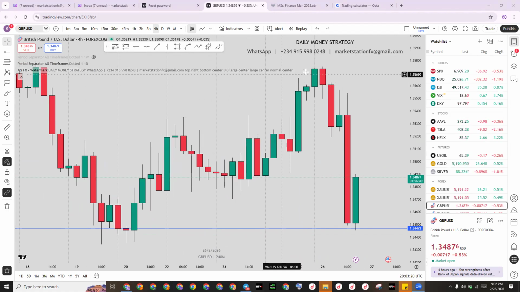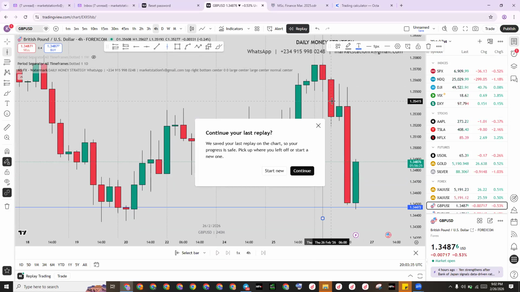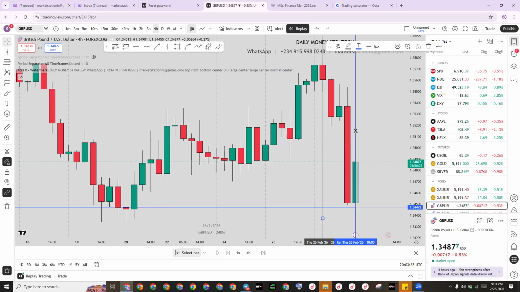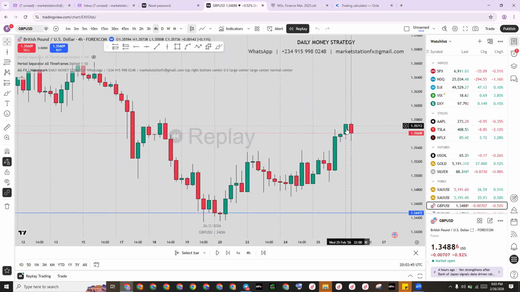Now, do you know that some people will be looking for buy inside this place? Let me show you where people will be looking for buy. This candle, this candle. Let me remove this. So this is our CRT candle. Let me mark it, the low. So I've put a demarcation there.